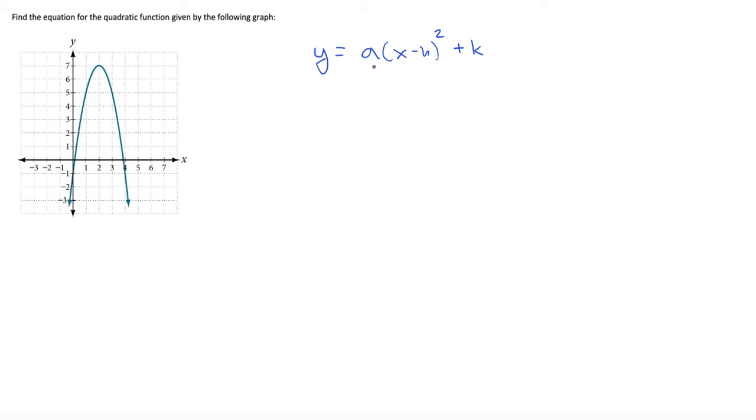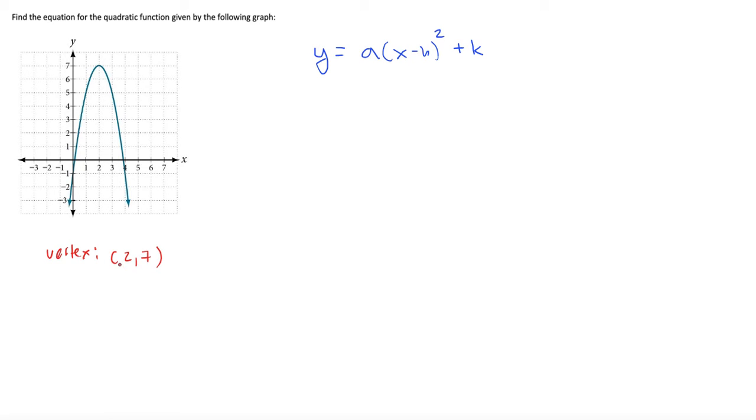Now a determines if there's any stretching going on here. Also, if a is positive, the parabola opens up, and if a is negative, the parabola will open down. Let's take a look at the graph here. We know what the vertex is. The vertex is given by (2, 7).